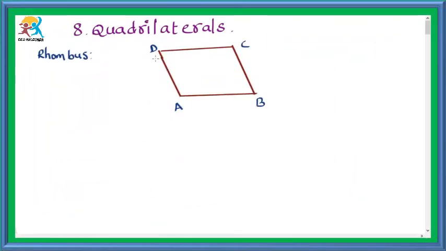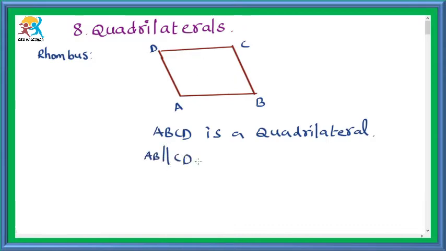Welcome. Today we will discuss quadrilaterals. Let us take one example. See this ABCD, it is a quadrilateral. And in this quadrilateral, AB is parallel to CD and AD is parallel to BC. So, the opposite sides are parallel. It is called a parallelogram.